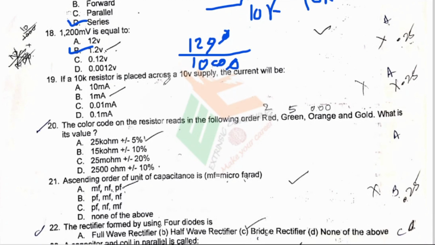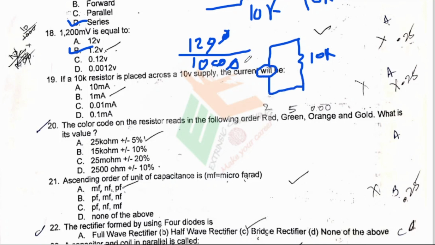If a 10K resistor is placed across a 10 volt supply, what will the current be? If you put a 10K resistance across the 10 volt supply, the current is asked here. So using Ohm's law, V is equal to IR, so I is equal to V by R. 10 volt divided by 10K. 10K is 10 raised to 3, so your current will be 1 milliampere.